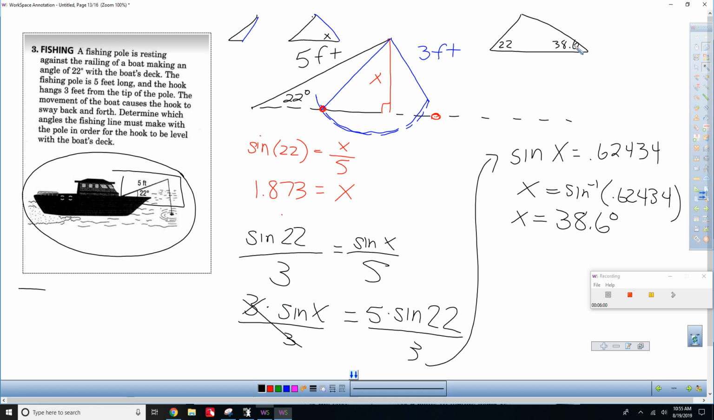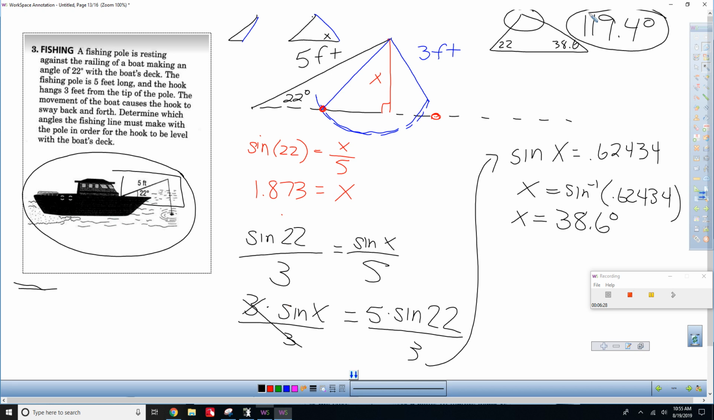I think the angle they want is determine which angles the fishing line makes with the pole. So they want the top angle. So now we got to subtract from 180, and that's going to be our first answer to this question. 180 minus 22 minus 38.6, and our first answer is 119.4 degrees.